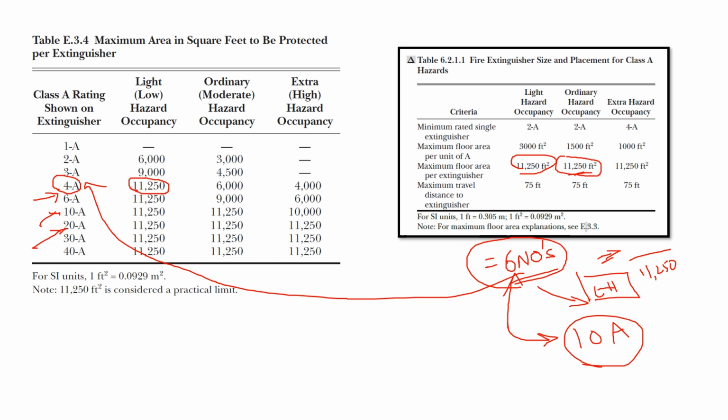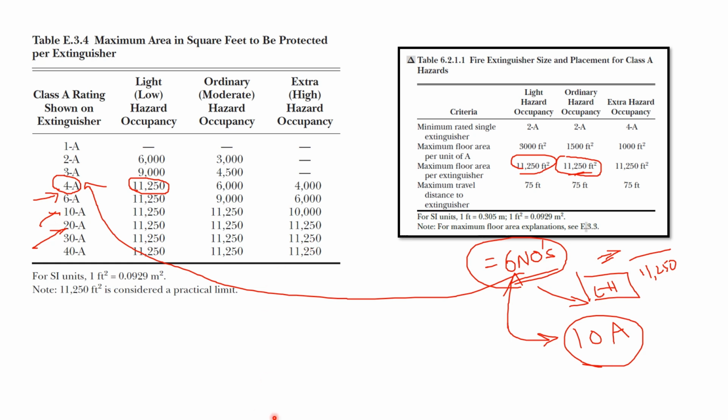So we can understand from this particular table which rating we need to consider for the extinguishers. So for light hazard, 4A rated, since the area is 11250 maximum floor area. So 4A rated 6 numbers, for ordinary 10A rated, for extra 20A rated extinguisher. This is slightly complicated, but you need to listen carefully in order to understand about this.